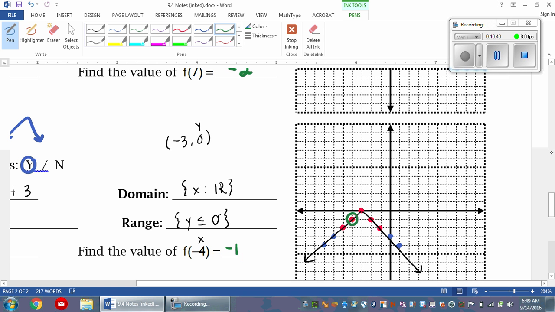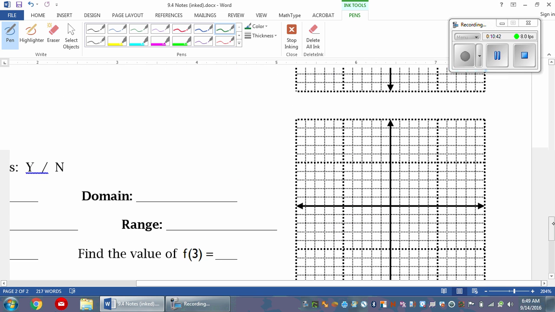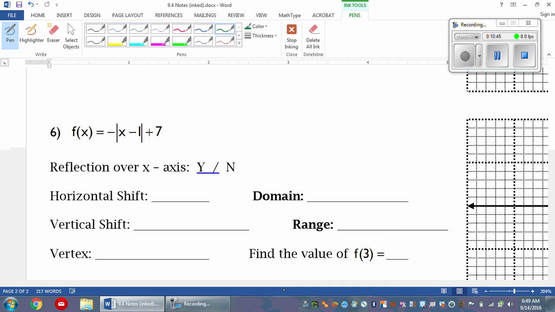All right, let's continue on. Looks like it's 6. Again, I notice I have absolute value bars, so I know I'm going to have a V-shaped graph. But before those absolute values, I have a negative. So I know I'm going to have a V-shaped graph, again, opening down. So that's it as a reflection.